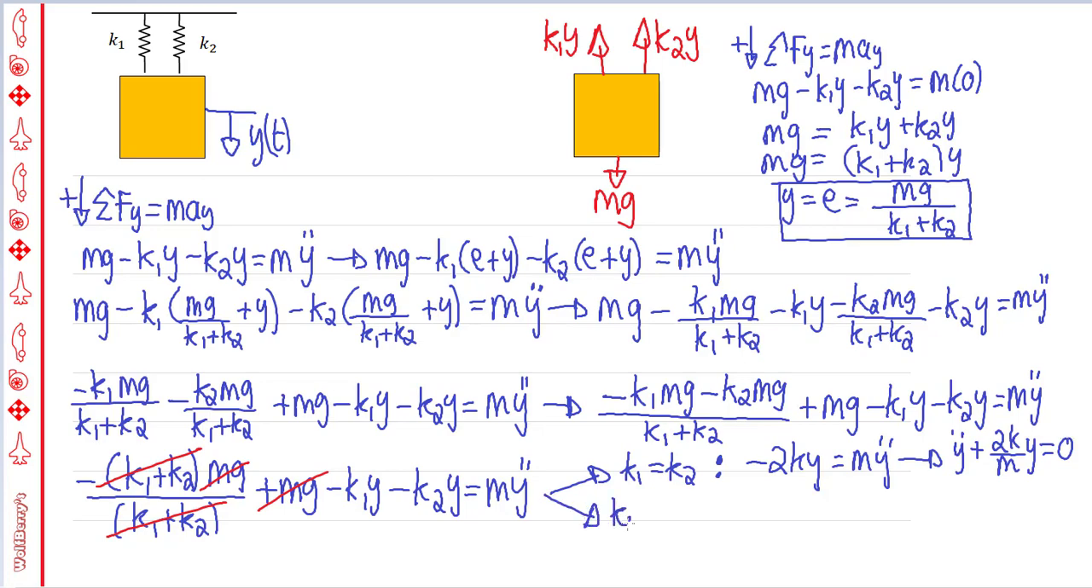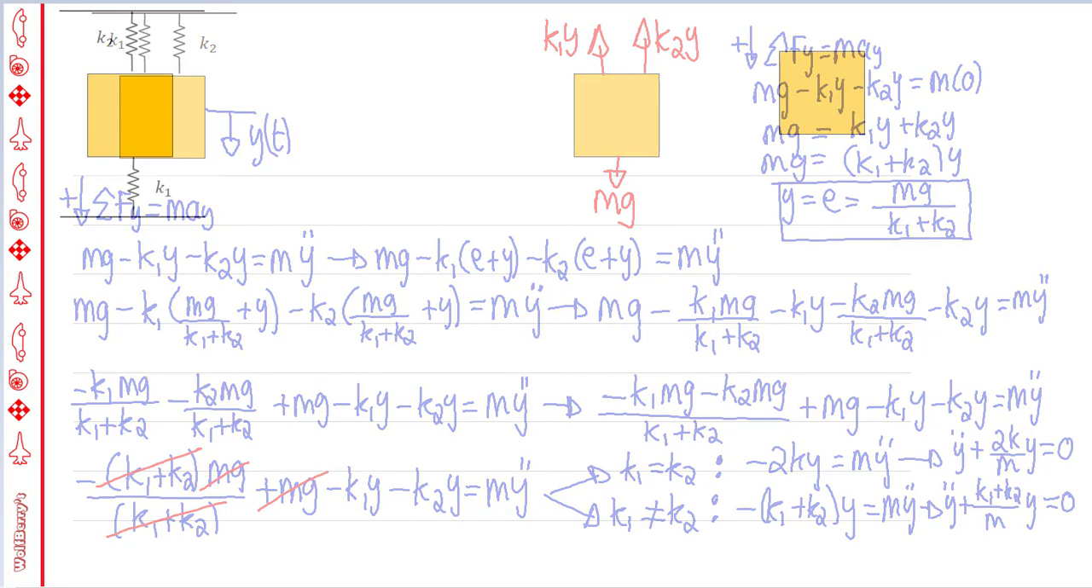Now if k1 does not equal k2, then instead you're going to have minus k1 plus k2 all multiplied by y equals my double dot. And by the same merit, you're going to have y double dot plus k1 plus k2 all divided by m y equals 0. Both equations are in the form of simple harmonic.